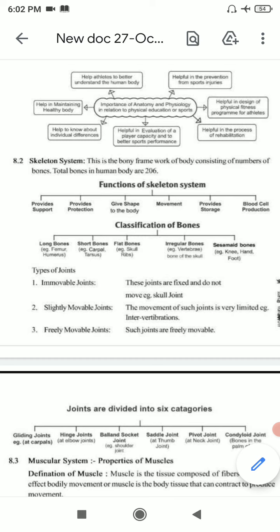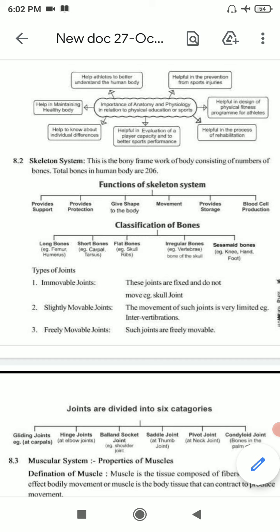So immovable joints: these joints are fixed and do not move. Skull joints. And slightly movable joints: the movement of such joints is very limited. And freely movable joints: such joints move freely.